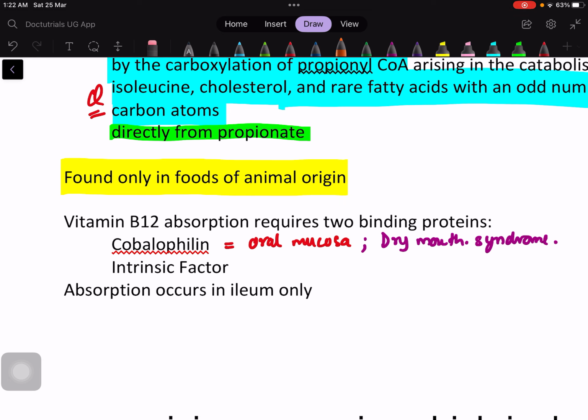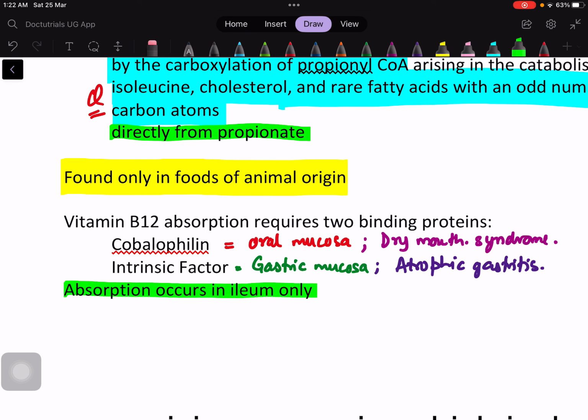The intrinsic factor, on the other hand, is coming from the gastric mucosa, right? It is coming from the gastric mucosa. So if there is any damage to the gastric mucosa, then the production of this intrinsic factor will be decreased. This can be seen in conditions like atrophic gastritis, right? And lastly, what you have to remember is that absorption occurs exclusively in the ileum. The other parts of the small intestine are not able to absorb the B12. Absorption occurs only in the ileum.